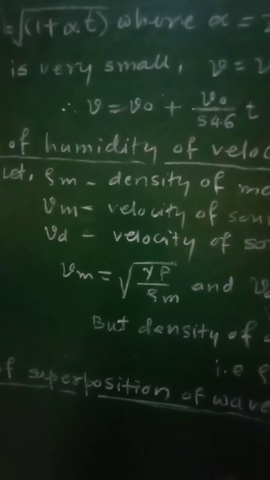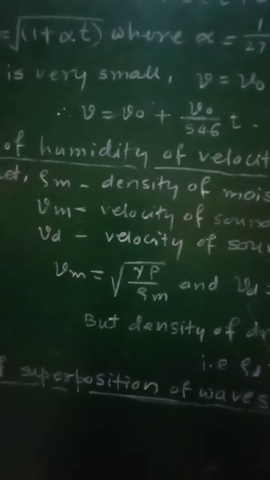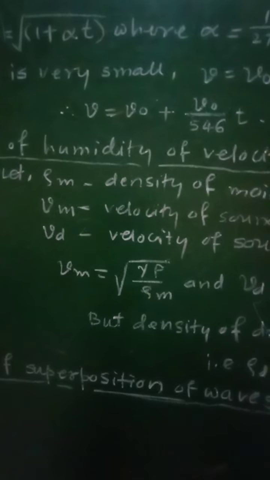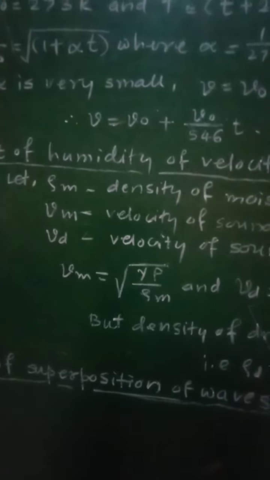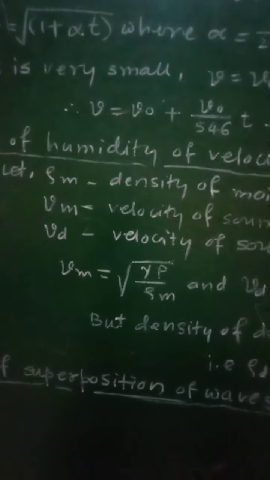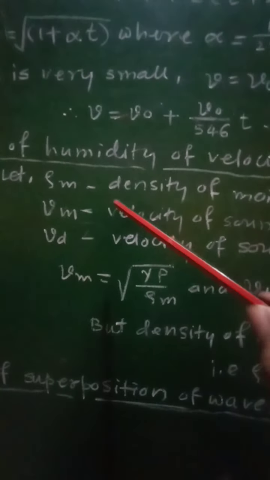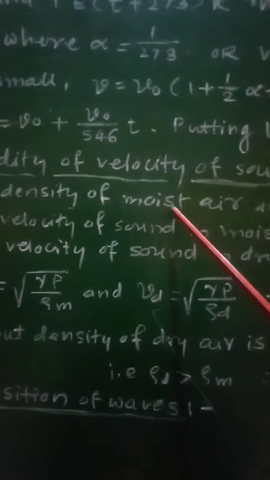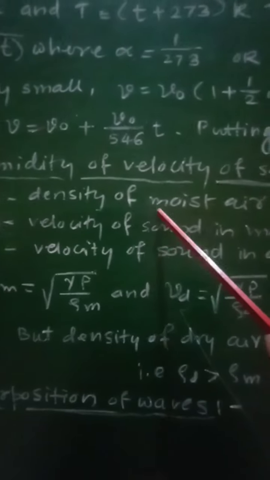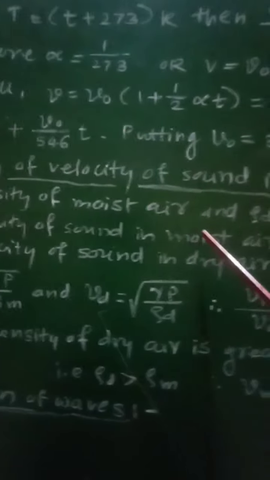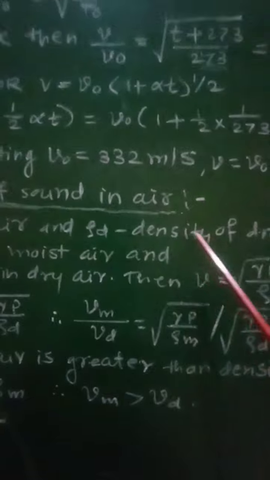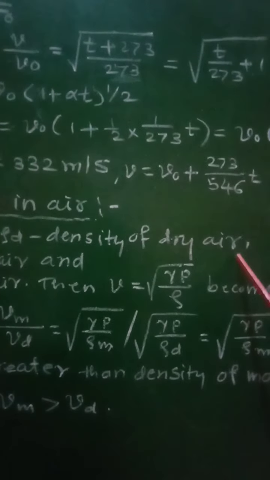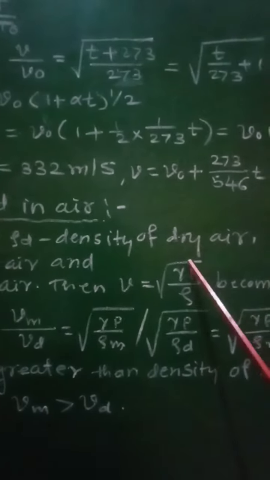And therefore, in order to study this effect of humidity, that is the effect of water vapor present in air, let us consider some of the terms. Let rho m represent the density of moist air, and rho d the density of dry air.